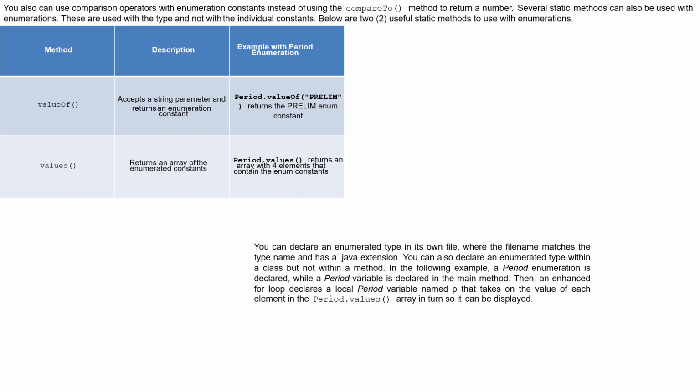You can declare an enumerated type in its own file, where the file name matches the type name and has a .java extension. You can also declare an enumerated type within a class but not within a method. In the following example, a Period enumeration is declared, while a Period variable is declared in the main method. Then, an enhanced for loop declares a local Period variable named p that takes on the value of each element in the Period.values array in turn so it can be displayed.